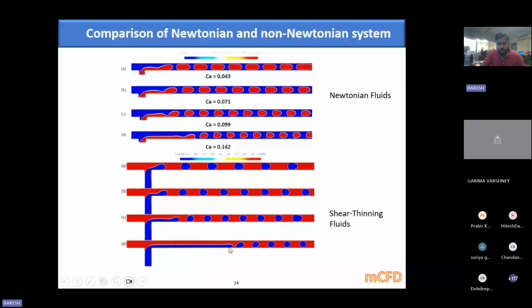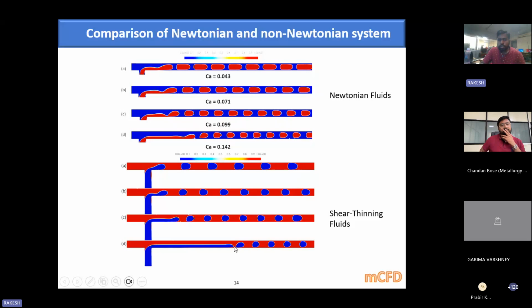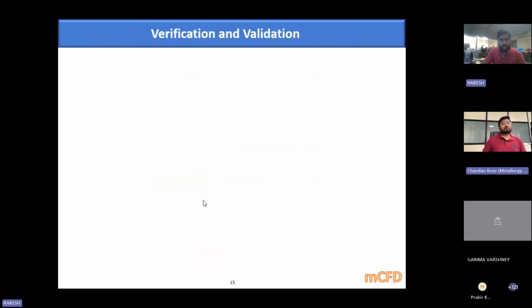If I compare the last case, here we can see there is a filament. We can see that when a droplet breaking is taking place. So we have just started with this non-Newtonian system, and this was the validation case. So we have seen different phenomena occurring, which are not seen in Newtonian fluids. And the same thing, Rakesh, could you please conclude the results?